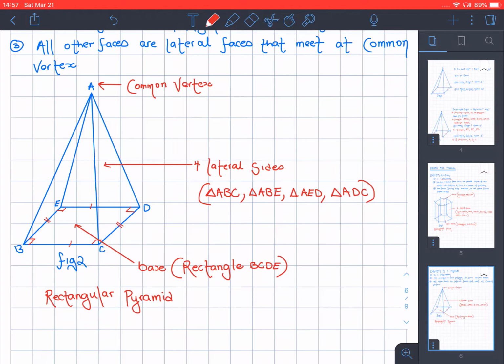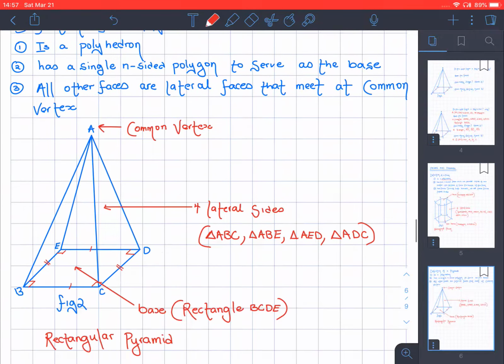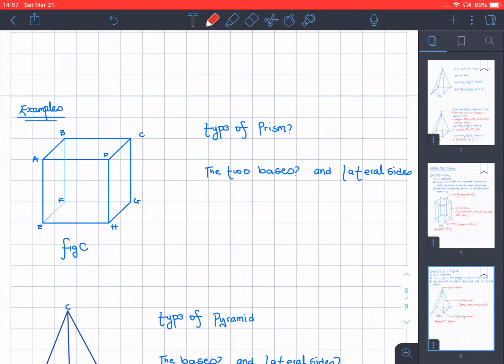Yeah, and that's it. We address it based on its base, which is a rectangular pyramid. Like how the top one was called a hexagonal prism, this one is called a rectangular pyramid. And so an example now is we go to this box, and the question now is what type of prism is this box?